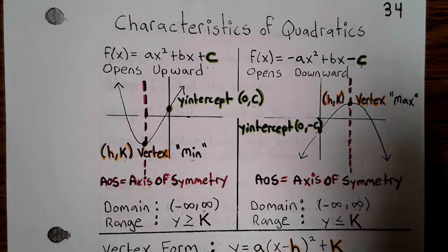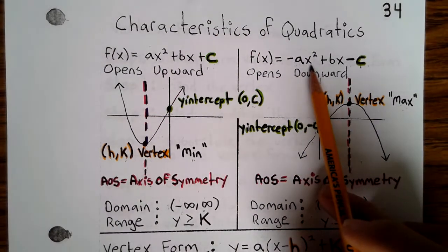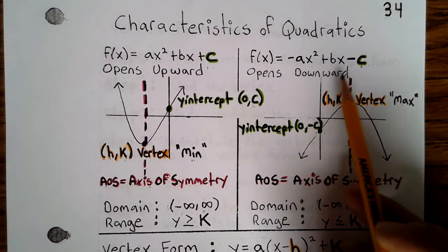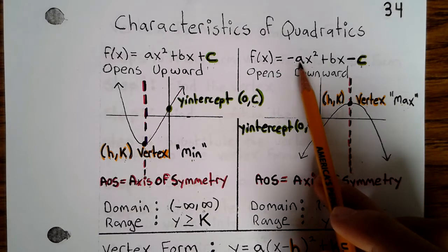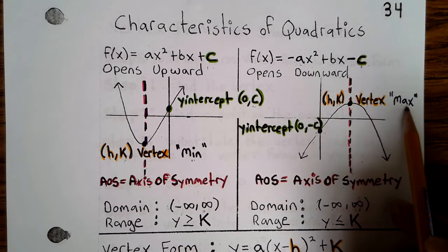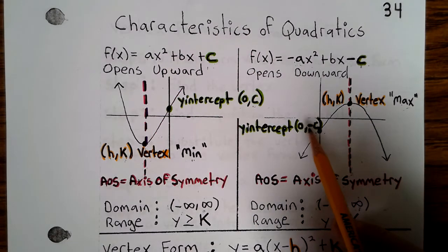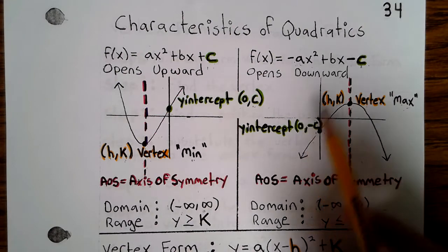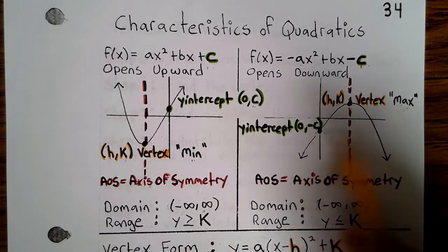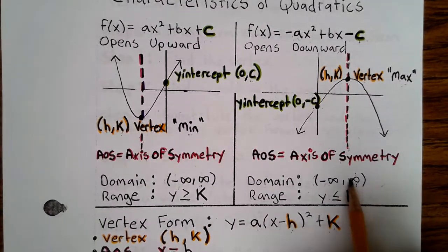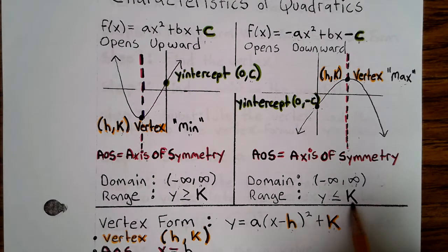Now, when f of x equals negative ax squared plus bx minus c, it opens downwards because the a is negative. The vertex is a maximum. The axis of symmetry cuts the graph in half, and the y-intercept is 0, negative c, so you can see the negative c value when x is 0. The domain is negative infinity to positive infinity. The range is y is less than or equal to k.